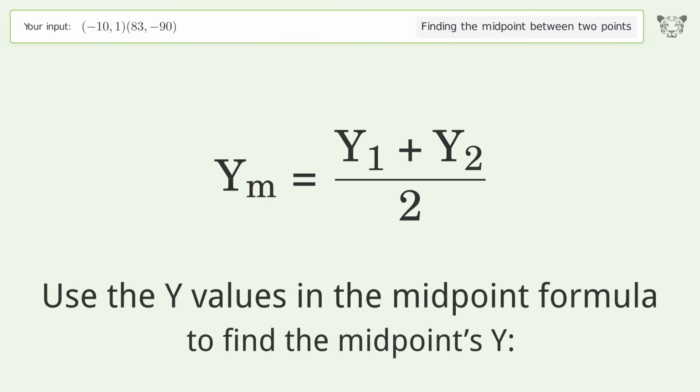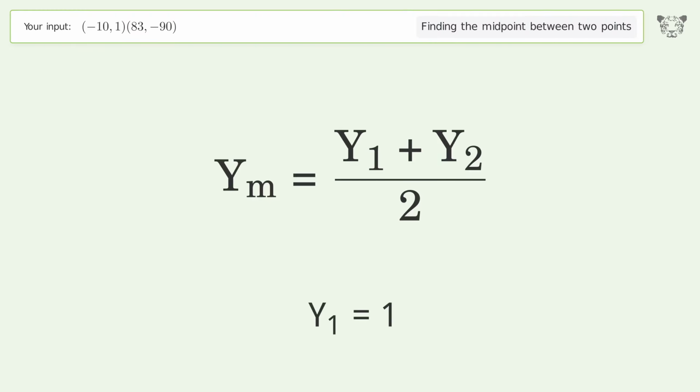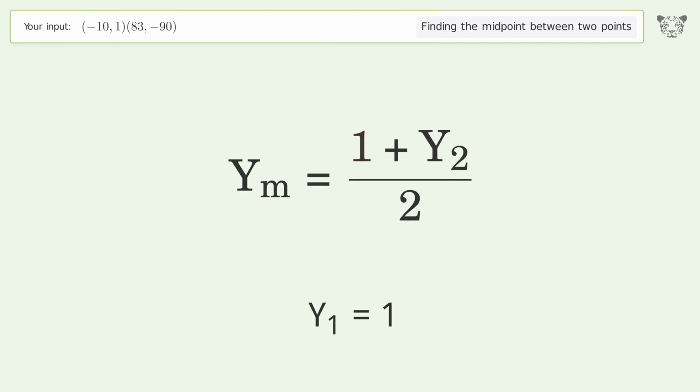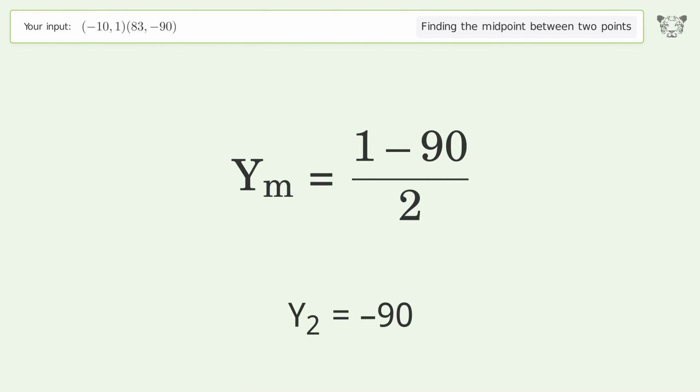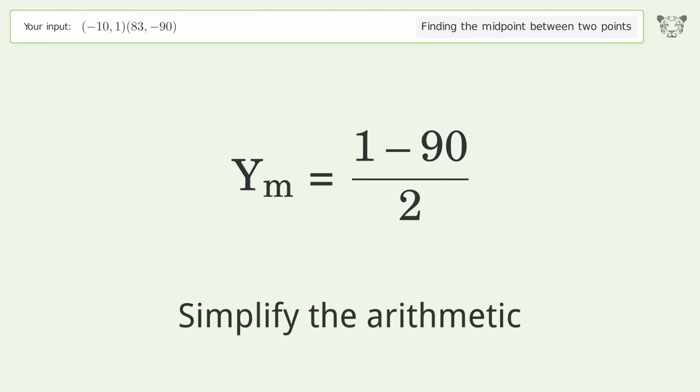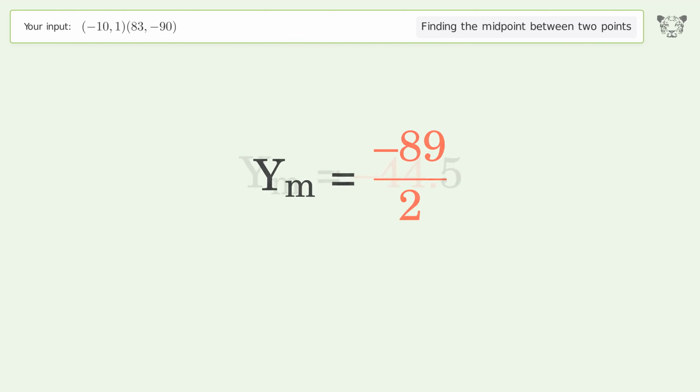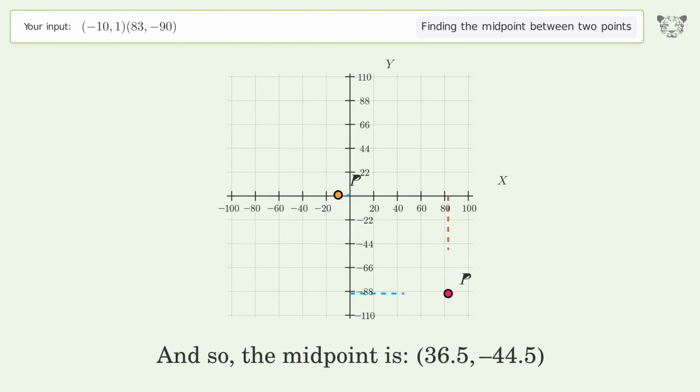Use the y values in the midpoint formula to find the midpoints y. y1 equals 1. y2 equals negative 90. Simplify the arithmetic. And so, the midpoint is 36.5, negative 44.5.